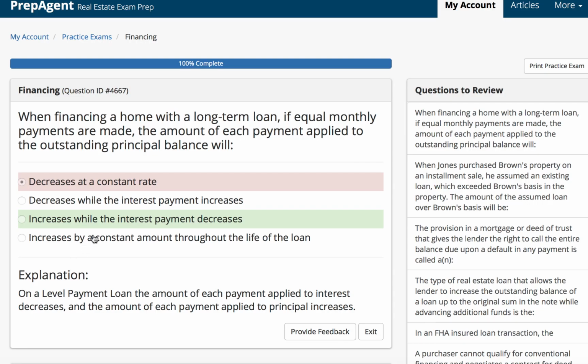So increase while the interest payments decrease. The amount of payment applied to interest decreases, and the amount of each payment applied to the principal increases. Just think of that amortization table. As you make payments, what happens in that graph?